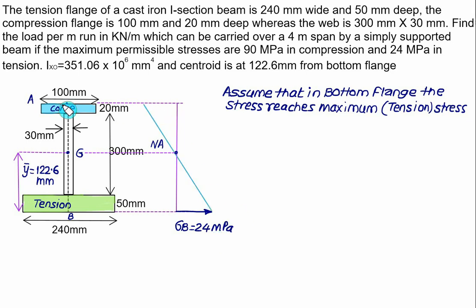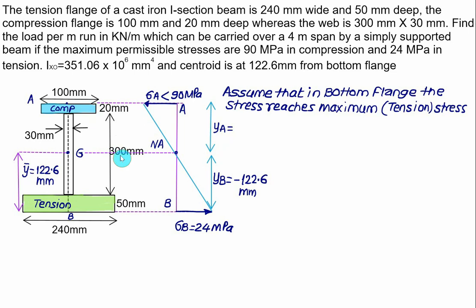And at point A, which is the top fiber, we have compressive stress. Now whatever value of the compressive stress comes at point A must be less than the permissible value, equal to 90 megapascal. Then our assumption is valid. So as far as the bottom fiber is considered from the neutral axis, that is from G, at a distance equal to 122.6, we have the YB value as negative because it is below the center of gravity, 122.6 mm, and this value represents the YA value, that is the top fiber.